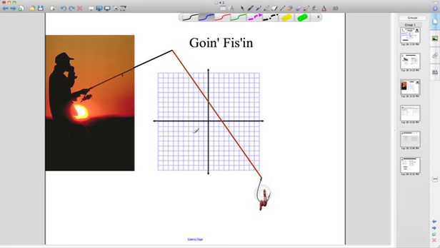I had this buddy in high school who always said going fishing. I don't know why I said going fishing. I couldn't pronounce his G's and H's apparently.